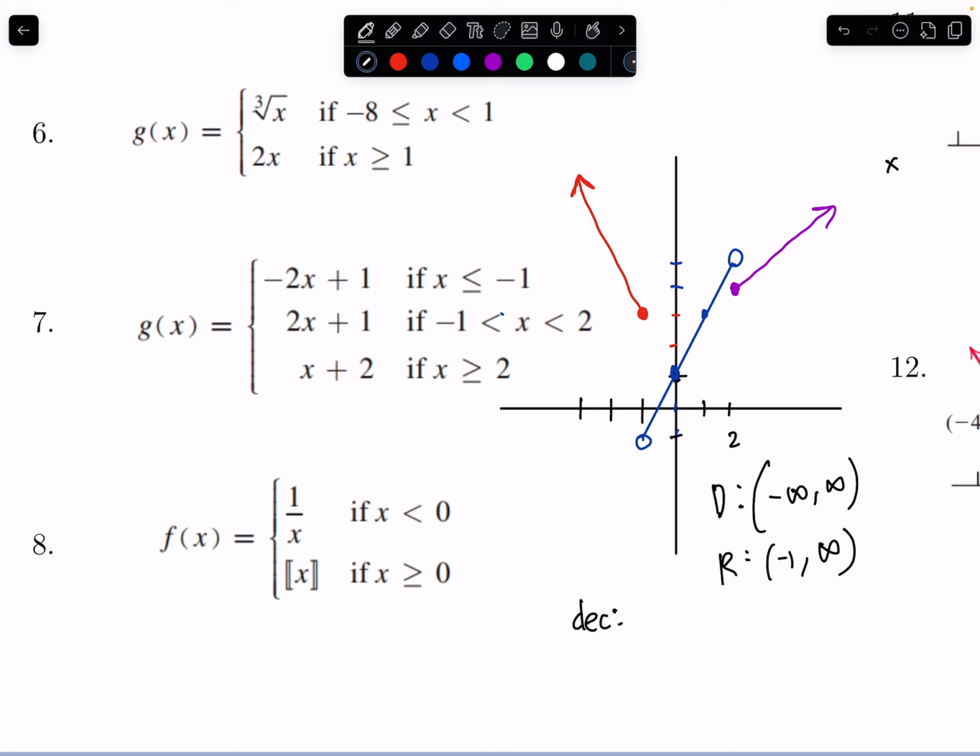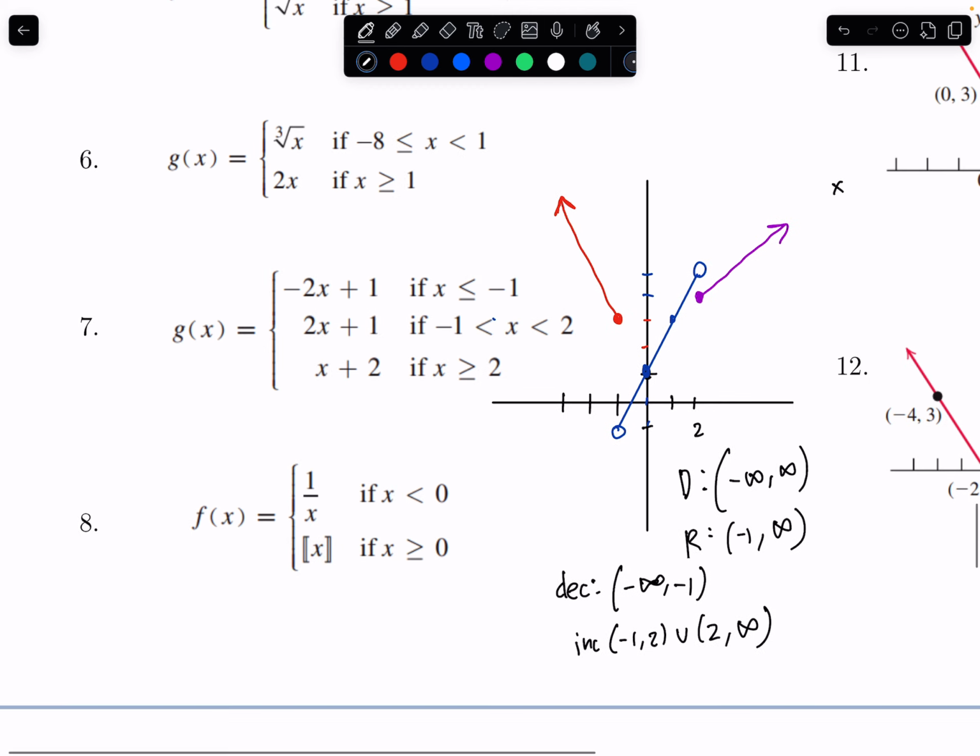Okay, what about increasing, decreasing? Let's do decreasing first. This is the only portion where you're decreasing, where you have the negative slope. That's everything to the left of -1. And then increasing from -1 till +2. And then again from +2 onwards to infinity. That's increasing.